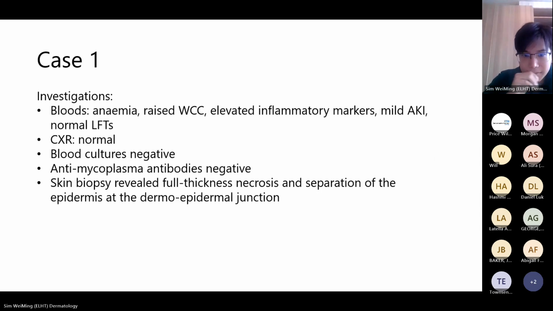When you did some investigations, she's a little bit anemic, white cells and inflammatory markers are raised, and kidney function is slightly off. Everything else is negative. I appreciate that histology isn't something that you guys necessarily deal with every day, but I put the skin biopsy here because it would help lead us to the diagnosis. The skin biopsy showed full thickness necrosis and separation of the epidermis at the dermal-epidermal junction. So at this point, does anyone know what the diagnosis is?